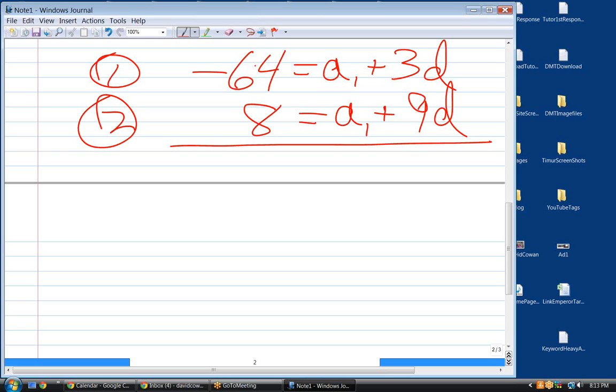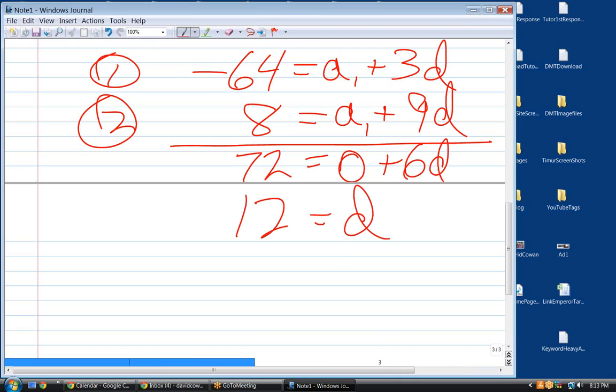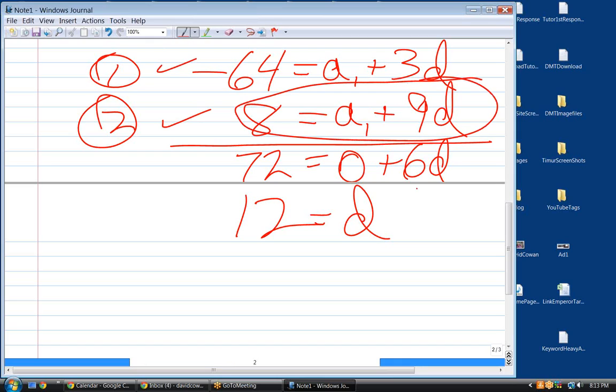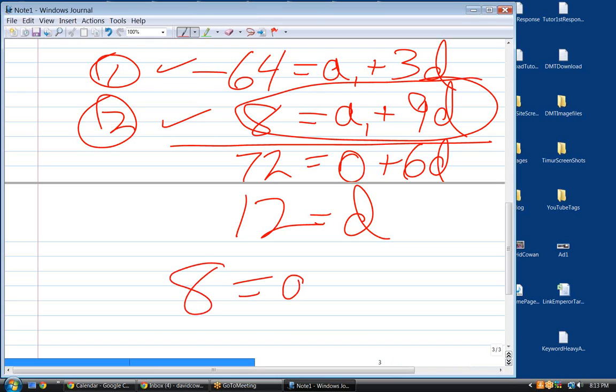Notice that if I take 2 minus 1, I get 72 there. I get 0 here, and I get 6d here. Now, d equals 12. Okay. Now I can go back into either equation and solve for a sub 1. Well, let's take the smaller one. So I got 8 equals a sub 1 plus 9 times 12. A sub 1 must equal minus 100.